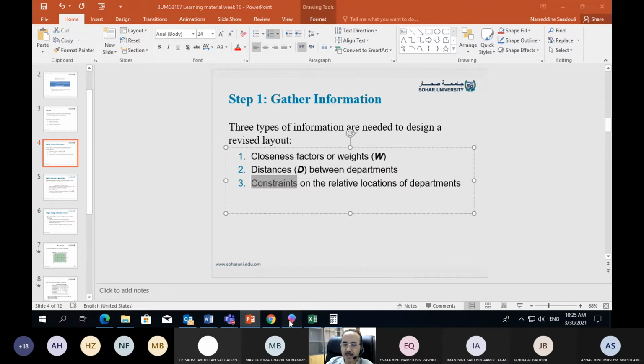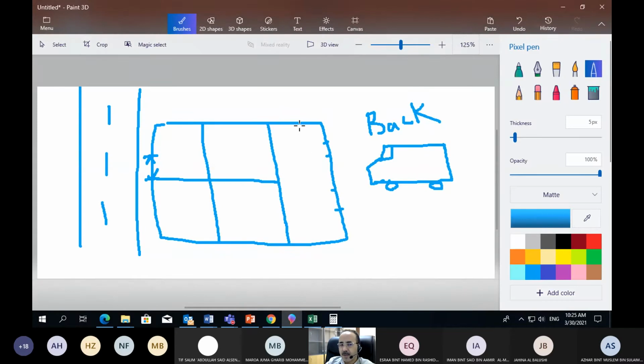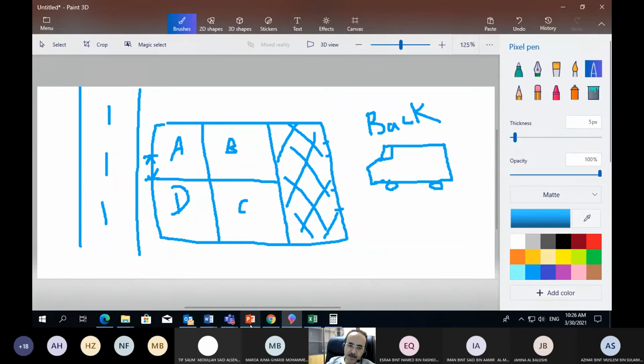So for instance, in our example here, I will say that this part of the building is reserved for the receiving department, and it's not actually part of what we choose in terms of the remainder of the design. So in this case, when I'm designing the layout for this facility, we'll ignore this because it's required to be in that part of the building, and then I will only focus on the rest of the building. All right, this is what the constraints refer to.